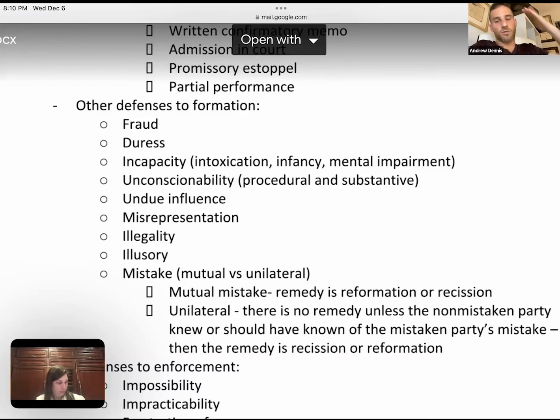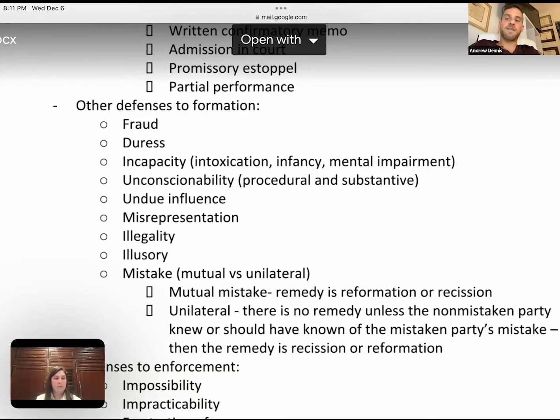But duress involves a threat, right? Misrepresentation is when you mislead someone, similar to fraud. Illegality is the subject matter, like drugs or some illegal things. Illusory is like an empty promise. I promise to tutor you when I feel like it. Now, if I say, okay, Andrew, you tutor me and I'll pay you when I have the money, that's not illusory, because the courts are going to try and enforce promises. It would impose a burden on me to prove that I had the money, and then I have to pay you.